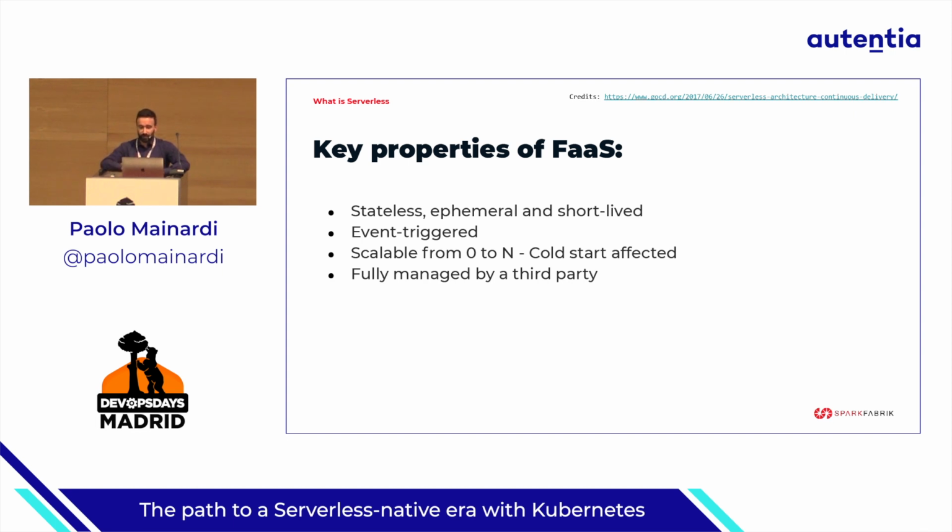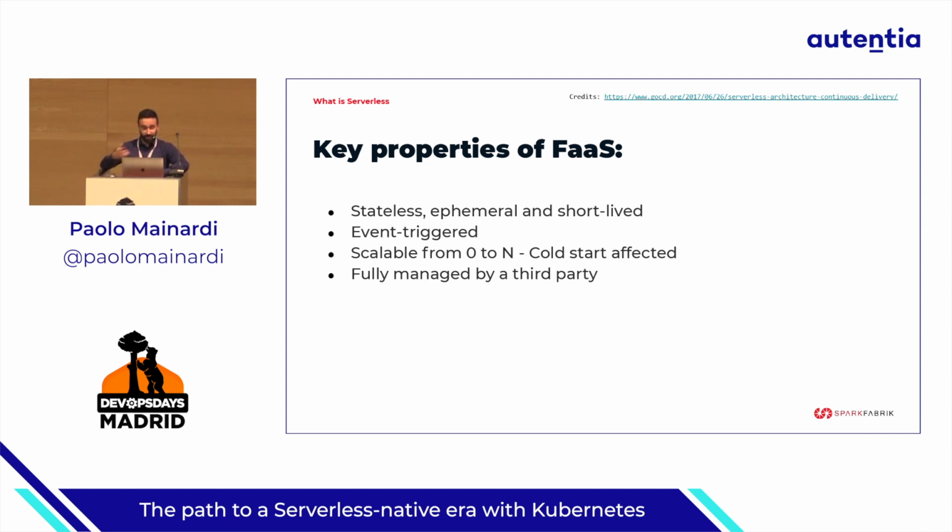So, which are the key properties of function as a service? Functions as a service are much like standard functions you are used to writing in conventional programming languages. They are small, separate units of logic. They take input arguments, process them in some manner, and then return the result.